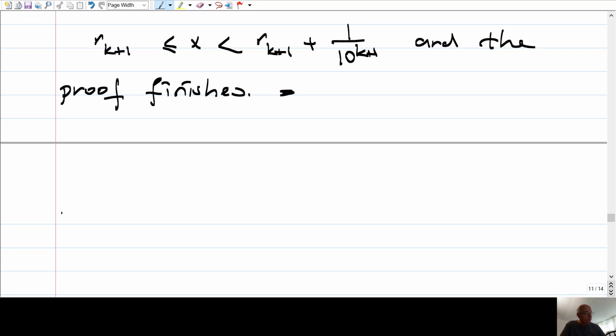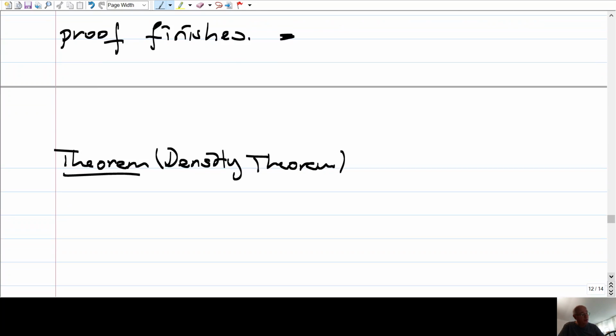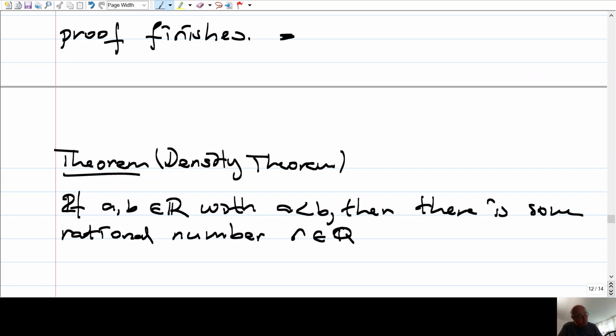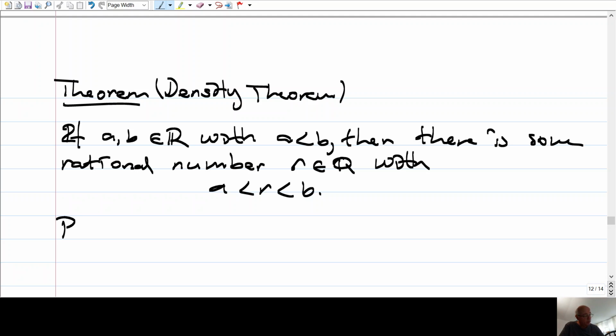An immediate consequence of this theorem, this result: the density theorem of real numbers or rational numbers. Here is the statement: if A and B are real numbers with A less than B, then there is some rational number R with A less than R less than B. So that's the result. Here is the proof.